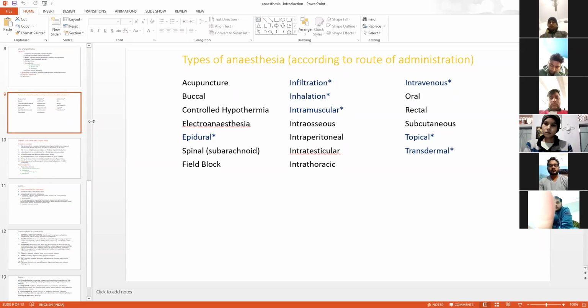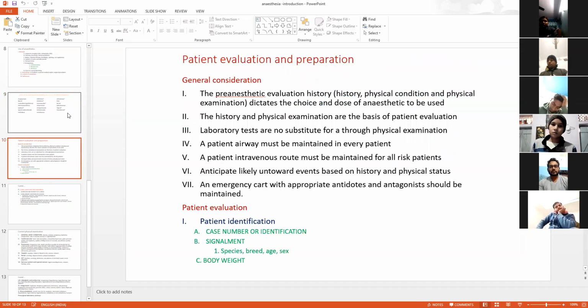Inhalation anesthesia, we used to have these inhalation anesthetic techniques even in our clinics. Intramuscular administration, xylazine and ketamine are used by this route. Then intravenous, this is the most commonly used route of administration of anesthesia. Then topical and transdermal. Transdermal is most commonly used. Fentanyl patch is used for analgesia, for long-term analgesia. Subcutaneous administration of these fentanyl patches leads to analgesia for longer duration. So these are some common routes of administration of drugs which we used to have.